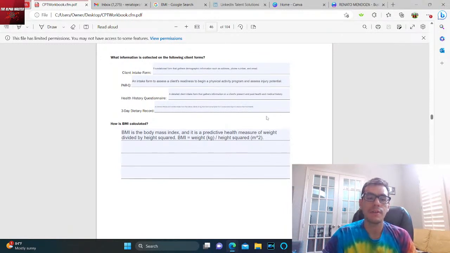And BMI is the body mass index. It's a calculated, predictive health measure of weight divided by the height squared. It doesn't really tell too much because it doesn't consider the metabolism of the individual, the amount of time that he exercises, or what he eats. It's not a good calculation. It only considers the weight and the height, that's it. Weight divided by the height squared.